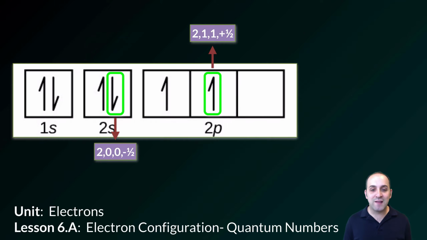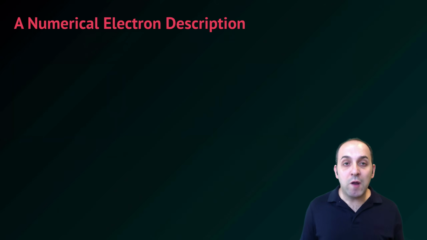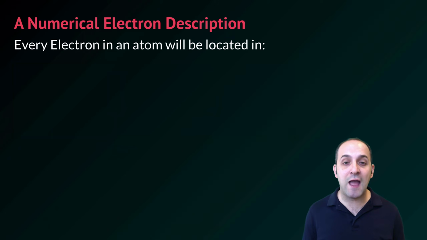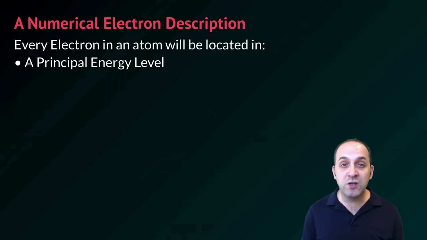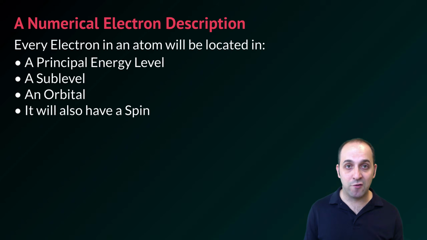Here we see the box diagram for carbon, and what I've done is identified two of the electrons by their quantum numbers. Let's go in and take a look at this and see how this works. Quantum numbers are just a numerical electron description. It's a way of taking what we've talked about up to this point in our discussions of electron configurations and representing that information numerically. Every electron in an atom will be located in its principal energy level, in a sublevel, and in an orbital in that sublevel.